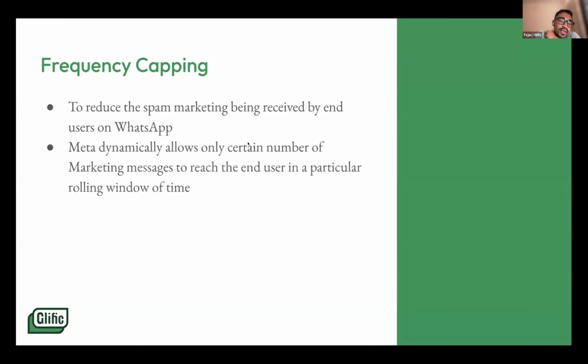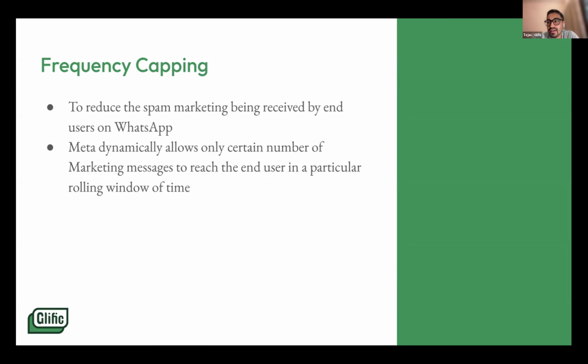This is a move by Meta to reduce the spam marketing messages that are being received by end users on WhatsApp. Like you and I, we use a normal WhatsApp to communicate with our friends and families, and there are also lots of businesses using it, like NGOs as well. So the idea from Meta is to make it seem less spammy. That means what they're trying to do is to dynamically allow only a certain number of marketing messages to reach each of us in a particular rolling window of time.